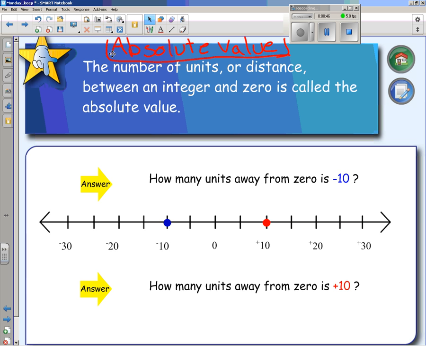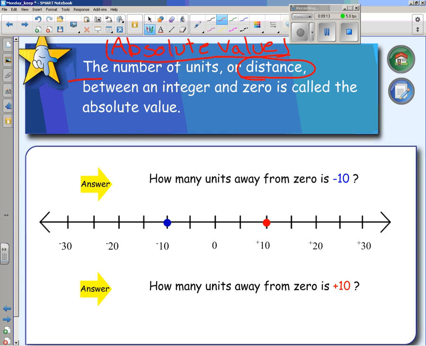Absolute value is the number of units or distance. Distance is a key word here. The number of units or the distance between an integer and 0, and that is called the absolute value. Now that's kind of like the mathy textbook definition. The way I like to think about it is, how far away is my number from 0? Just how far is it?